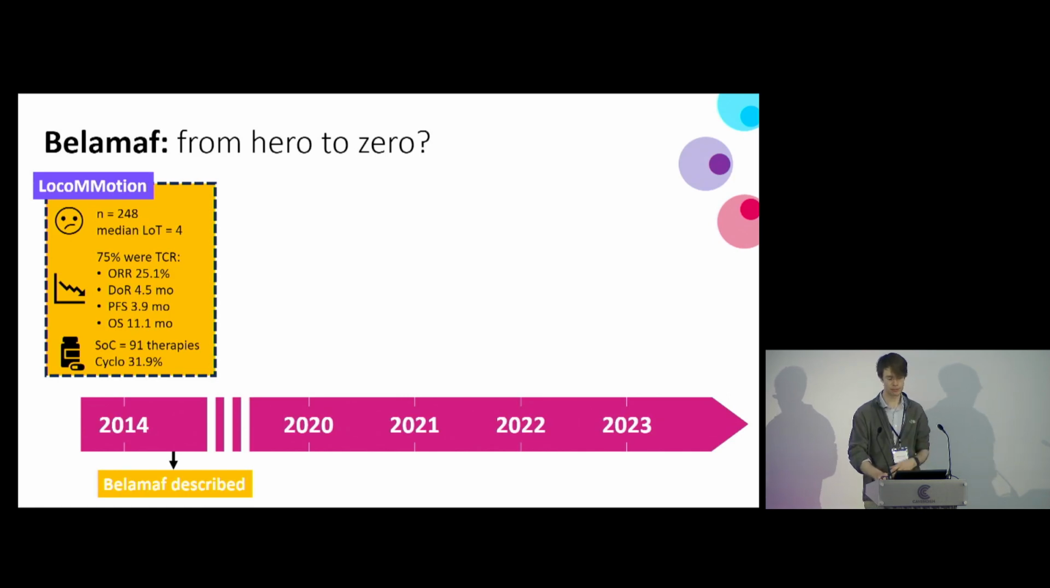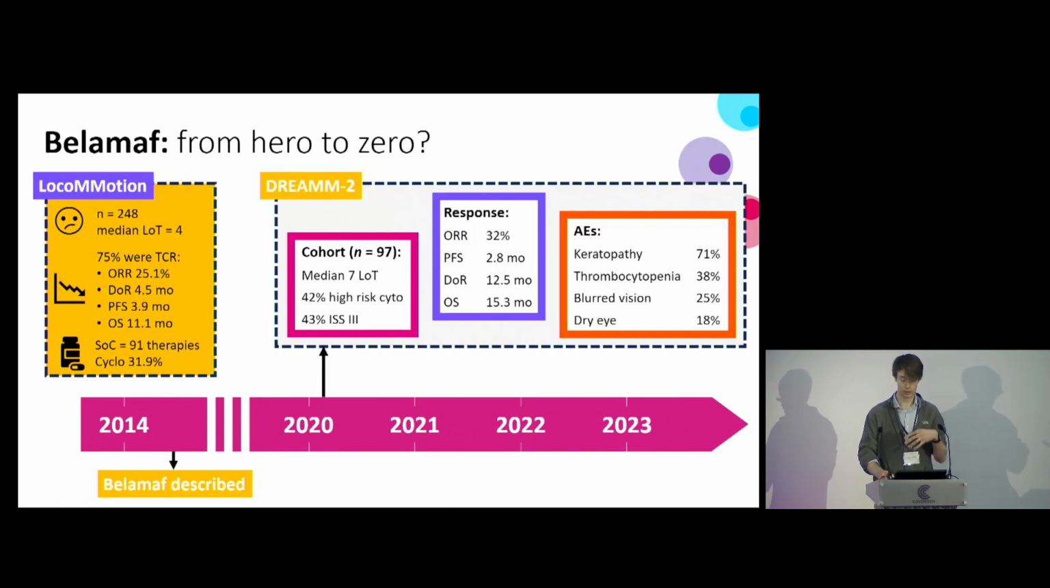So belamaf then, it's an IgG antibody targeting BCMA, that's the belantamab part, and the mafodotin is obviously the auristatin payload. It's killing cells directly, therefore, by apoptosis, but it's also recruiting innate and adaptive immune responses. So it was described in 2014, registration for DREAMM-2 began in 2018, and the first report came out in 2020.